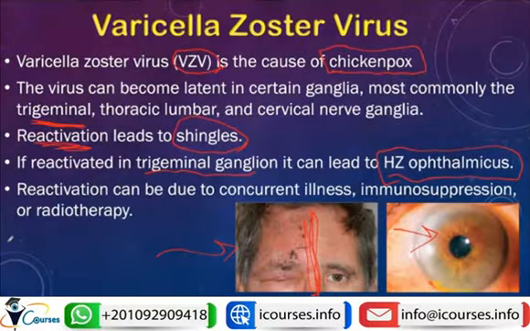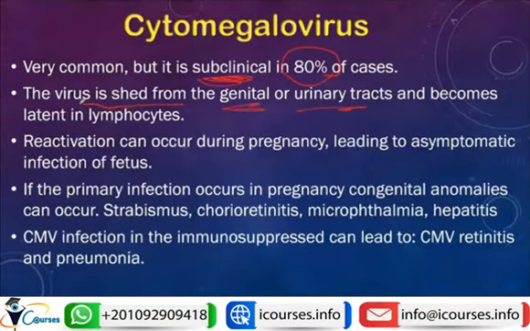Cytomegalovirus is one of the commonest infections on earth. It is very common, but it is usually subclinical, so it doesn't cause any problems in about 80 to 90% of cases. Usually it is shed from the genital or urinary tract and becomes latent in the lymphocytes. They infect the lymphocytes, and they can sometimes reactivate during pregnancy. And here come the problems.